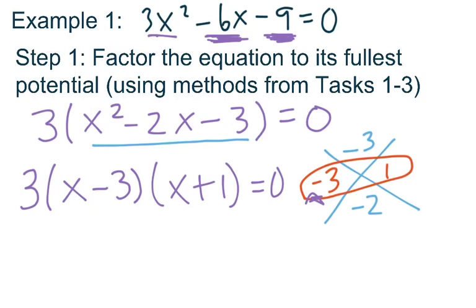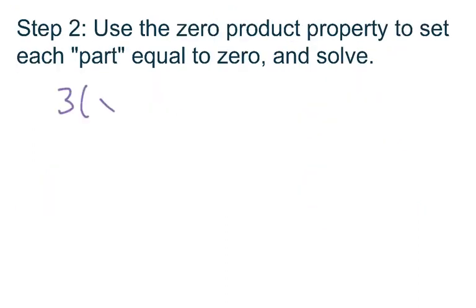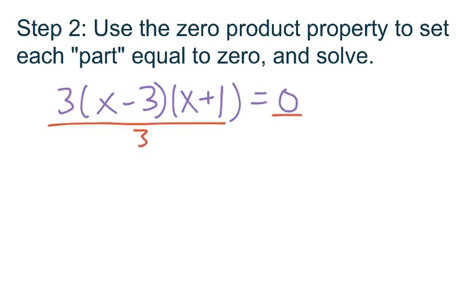Okay, now step 2 is we want to use the zero product property to set each part equal to 0 and to solve. Okay? Now, since 3 is just hanging out there, what we can do is we can divide both sides by 3 first to kind of get rid of that. Okay? And now we just have x minus 3 times x plus 1 equals 0.